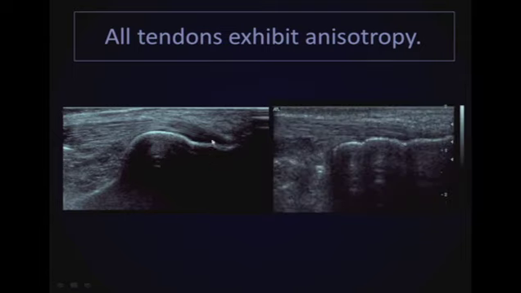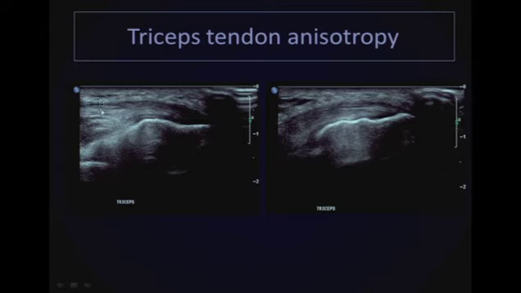And how do you decide whether this is pathology or not? Well, you can either reorient your transducer to bring this area more perpendicular to the sound, or you can reposition the patient either by flexing or extending at that joint. And here we can see that there are now fine parallel lines extending all the way to the cortex and no anisotropy. Same thing in the triceps tendon.